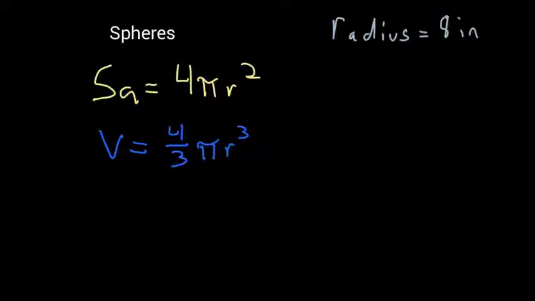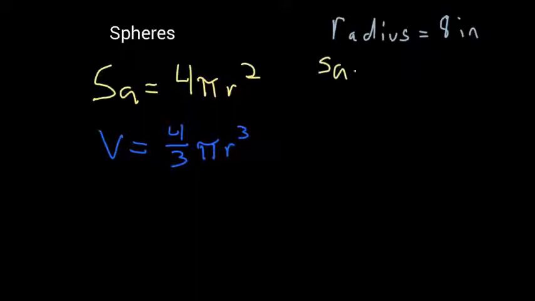Alright, today we're going to talk about spheres. There's two formulas you need to know. Surface area equals 4 pi r squared, and volume equals 4/3 pi r cubed. So we're going to find the surface area and volume of the sphere with a radius of 8. So first we'll do surface area.